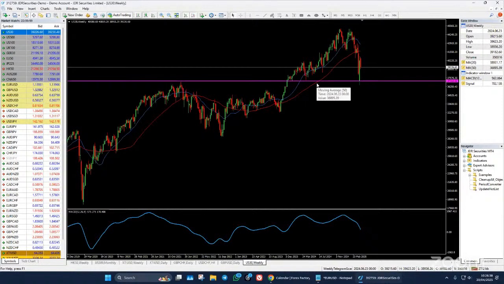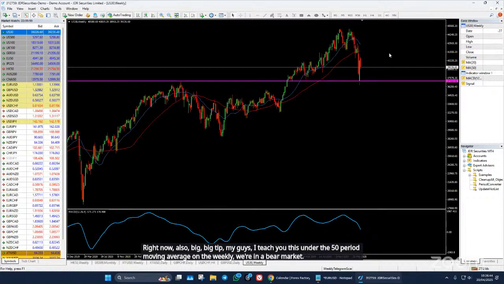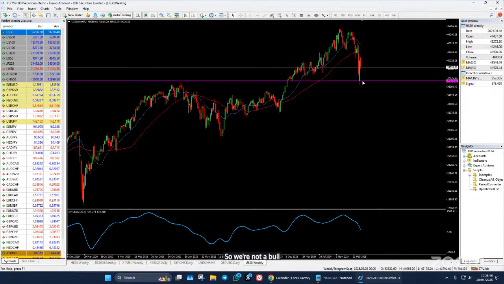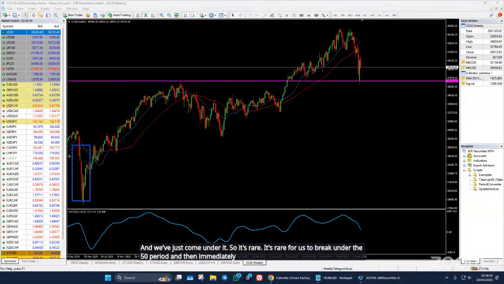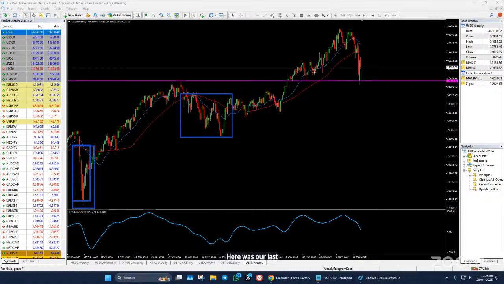Right now, also, big tip, my guys, I teach you this: under the 50 period moving average on the weekly, we're in a bear market. So we're not in a bull market anymore. We do have lower highs, lower lows, and we've just come under it. It's rare for us to break under the 50 period and then immediately come back. We normally spend a bit of time underneath it. Here was our last bear market. This is COVID.